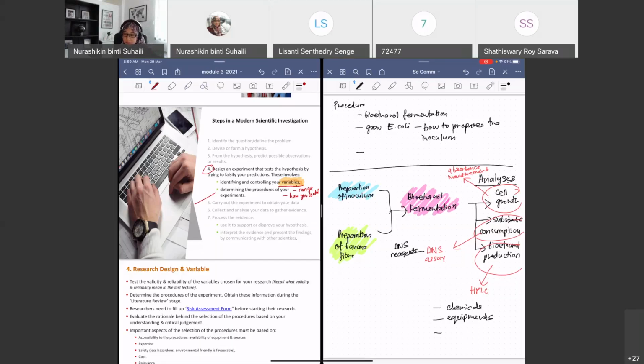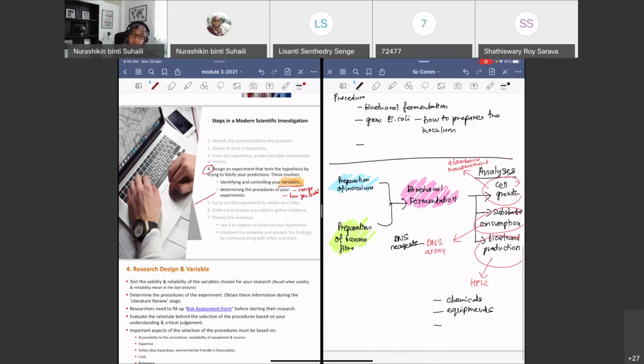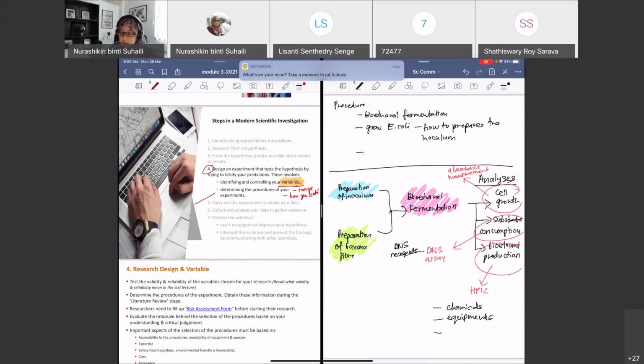Any questions so far? This is what you are going to prepare for your FYP, which is going to be very soon.